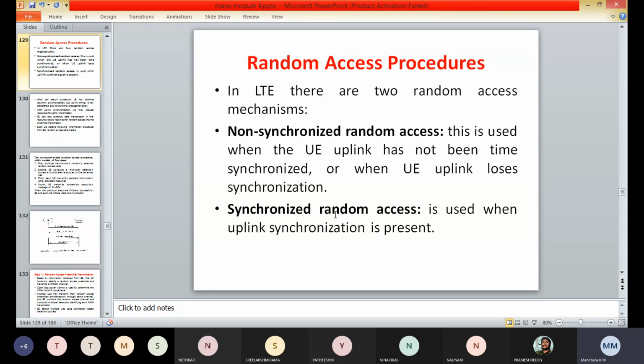Coming to the synchronized random access, here we are going to focus on the non-synchronized random access. The procedure for the synchronized random access is similar, except that it does not need the response with the uplink timing information.